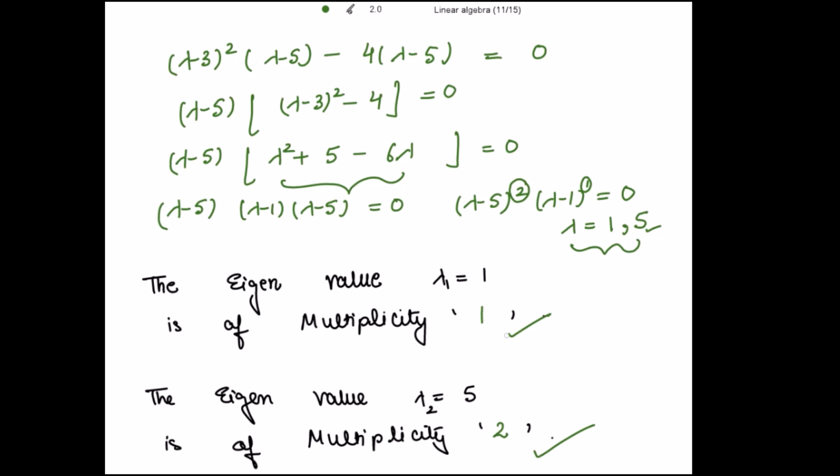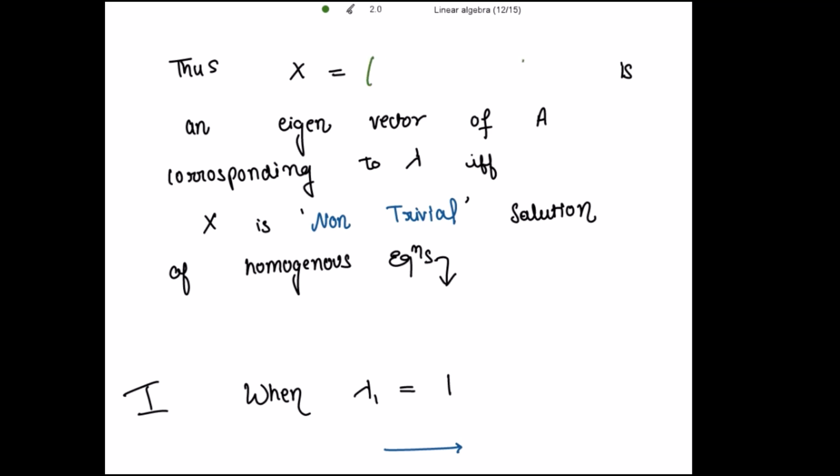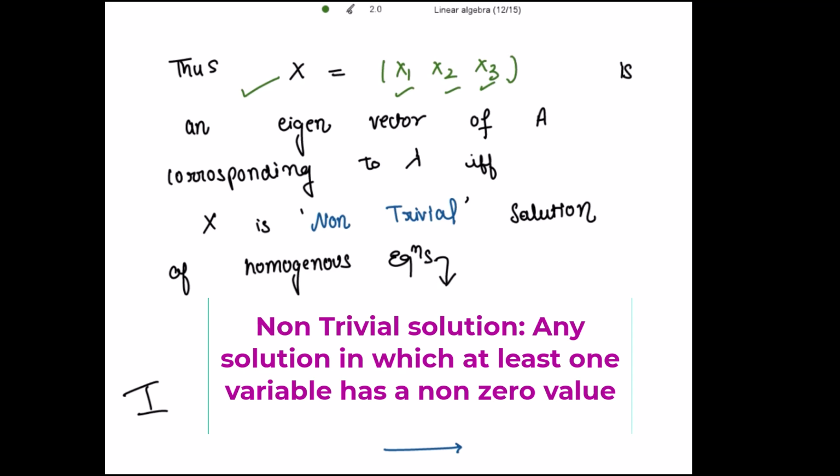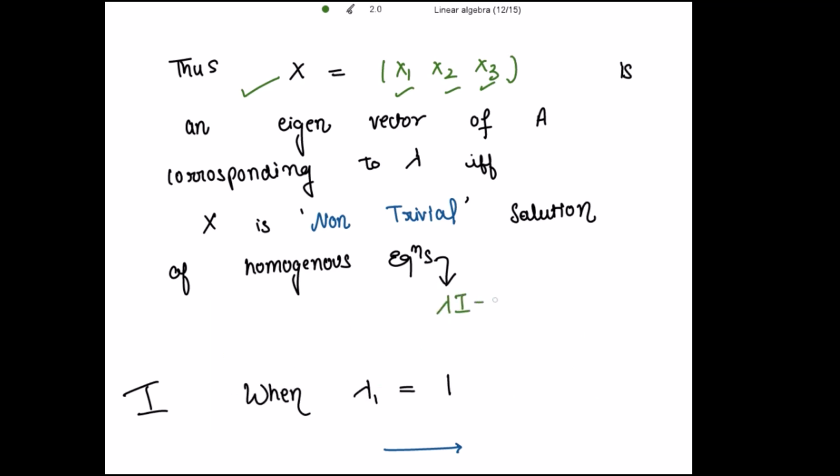Now the eigenvector corresponding to lambda equal to 1 is, so capital X equal to x1, x2, x3. This is an eigenvector of A corresponding to lambda if and only if X is a non-trivial solution of the homogeneous equations lambda I minus A into X equals 0. So we need to solve these equations to get the eigenvectors for the corresponding values of lambda. So first we are having lambda 1 equal to 1. So just put the value of lambda 1 equal to 1 over here.